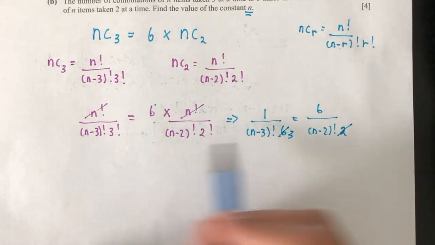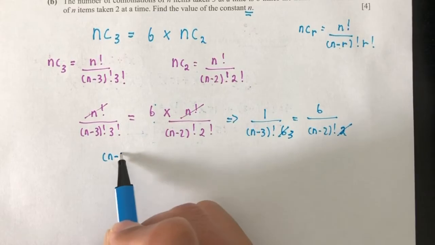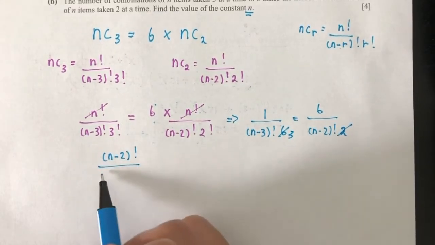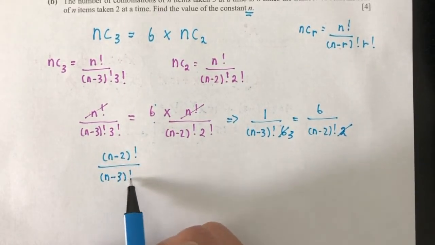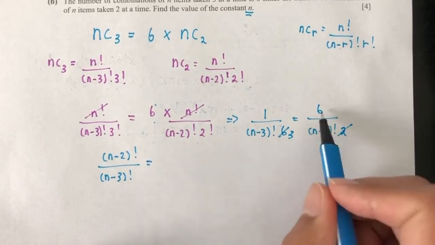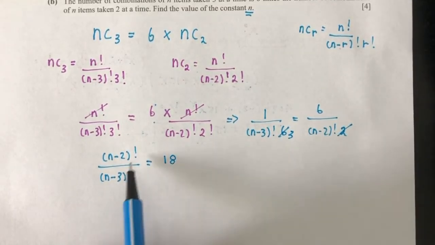Now if you cross multiply, you will have n minus 2 factorial over n minus 3 factorial equal to 3 times 6 will be 18. So now how can we simplify this?